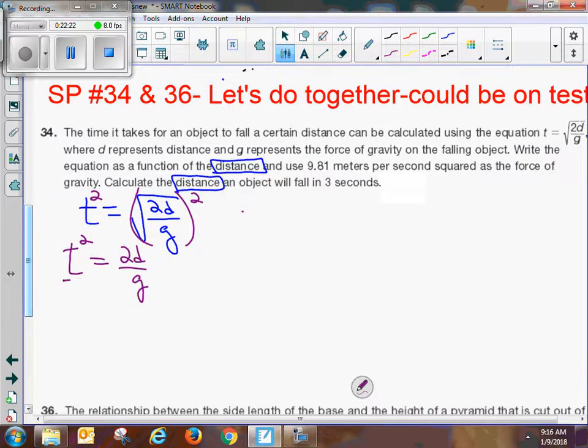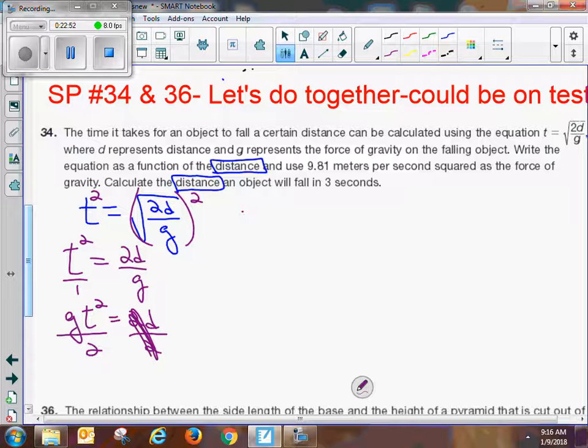And some of you might even see it as t squared over 1 if you're a proportion kind of person. I want to get to the d. Tell me what to do next. Multiply by g or cross multiply. It's both the same thing. So g t squared is 2d. Almost there. Divide by 2. Perfect. And we are done. We isolated. We solved for d. Okay, that's your algebra. You know how to do that. The new part is undoing the radicals.